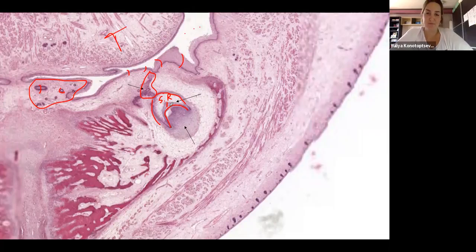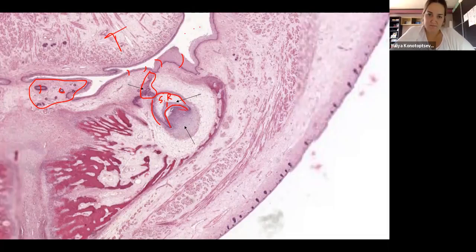So what I'm trying to tell you, in theory, we learned reticulum should be in the bell stage. Sometimes you see it in the cup stage. So it doesn't mean anything. Just because we see reticulum, it doesn't mean that this stage is a bell stage. This still looks like a cup. I can still see dental lamina. In addition to this, we can also see stellate reticulum.